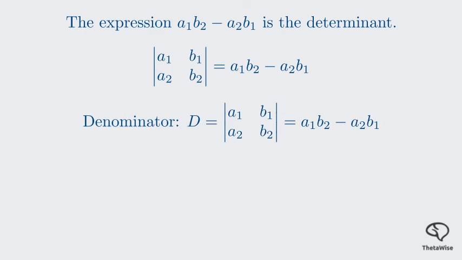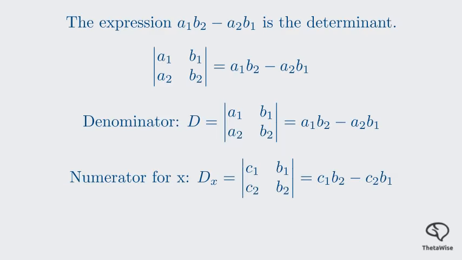Now let's look at the numerator for x, which was c1b2 minus c2b1. How does this fit the determinant pattern? Let's call the numerator for x Dx. If we try to write this as a determinant, it must be the determinant of the matrix formed by taking our original coefficient matrix and replacing the x column, the a's, with the constant column, the c's. This gives us the determinant of c1, b1, c2, b2. Calculating this determinant gives us c1b2 minus c2b1.